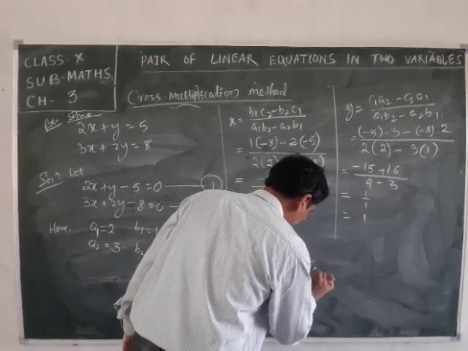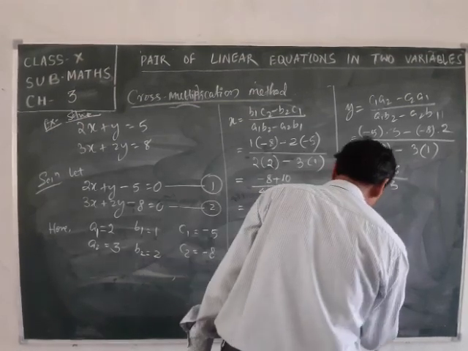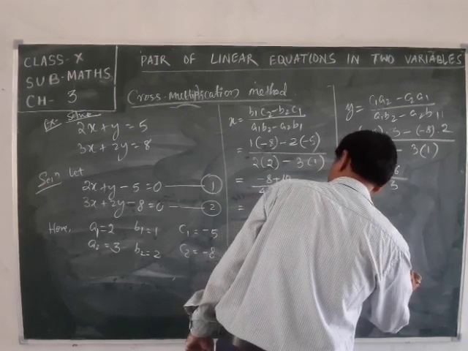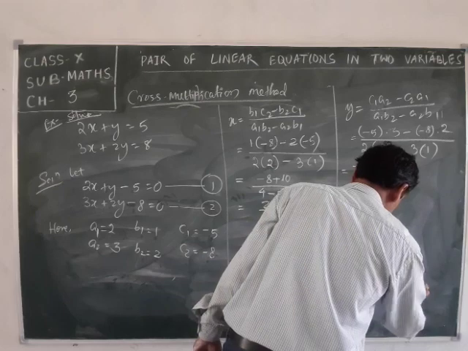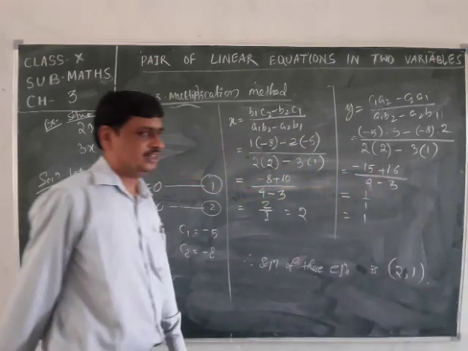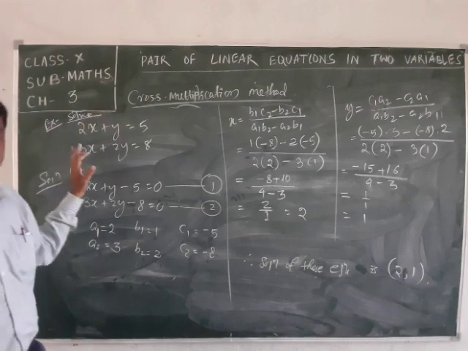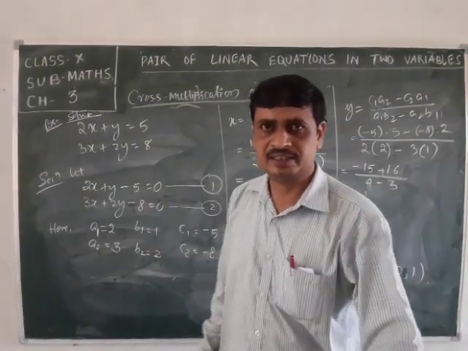Here, the solution of the equations is 2 and 1. 2 and 1 is the solution for this pair of linear equations. We obtained this solution by the cross multiplication method.